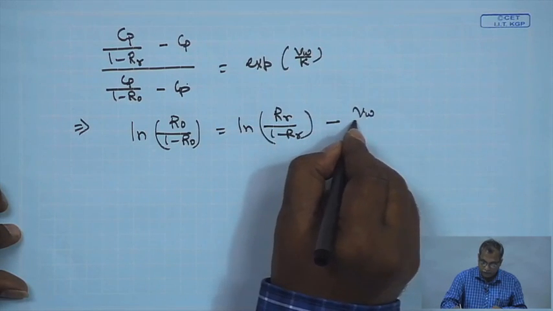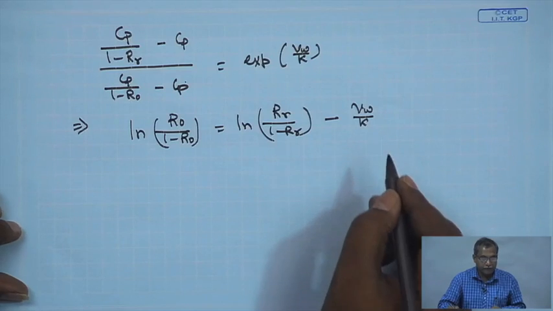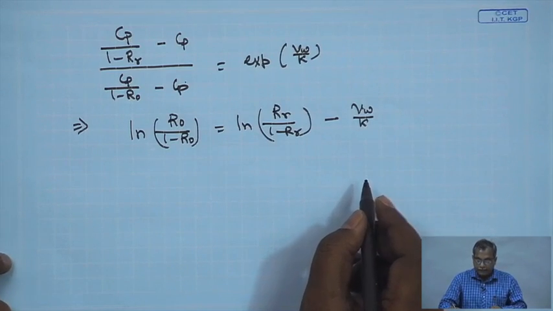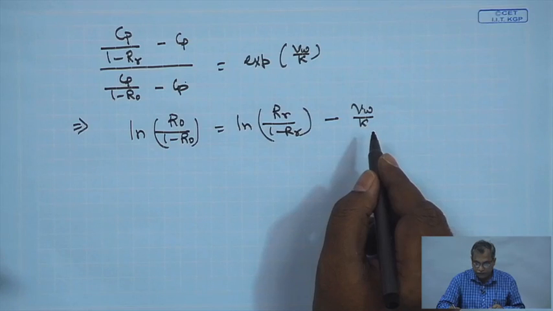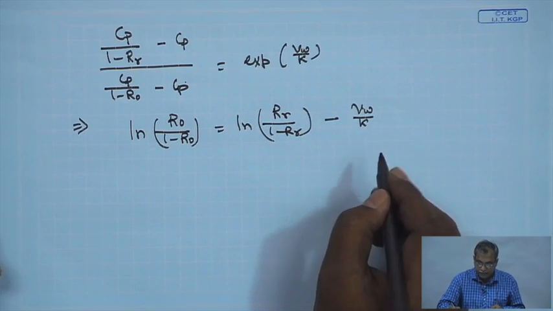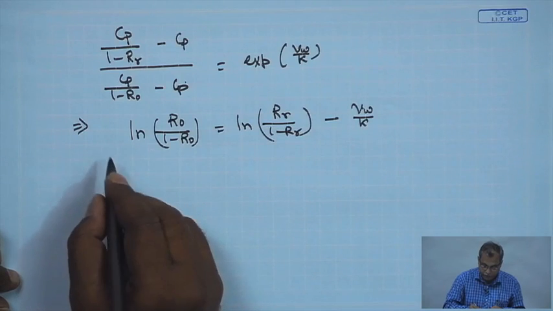minus Vw by k. Now, in this expression, if we have the real retention as constant, let us see what happens if we change the operating conditions.